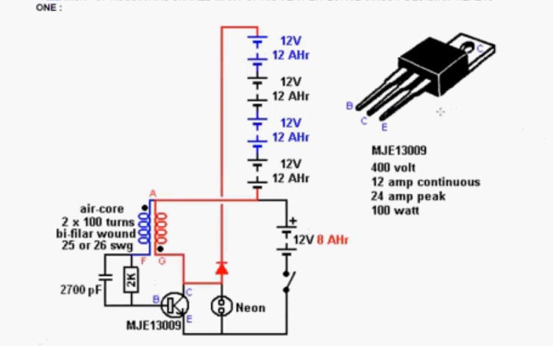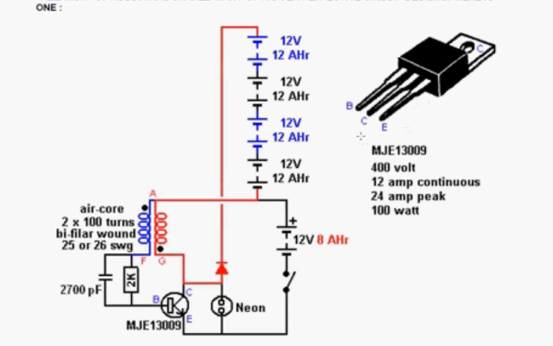It's using an MJE 13009 transistor. The transistor has got 3 connections, a base, a collector, and emitter. And the heatsink flap is also connected to the collector. Now this is an extremely powerful transistor. It can handle 400 volts. It can handle a continuous current of 12 amps. It can handle 24 amps if you're going to pulse it. And it can dissipate 100 watts. So it's an extremely potent transistor as such.